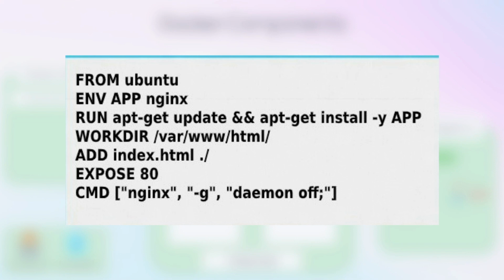And if your app needs to be reached from outside the container, you must open its listening port using the EXPOSE command. And the CMD or the ENTRYPOINT command defines the default command that runs when a container is started. So in this way you can create your own image from a Dockerfile.